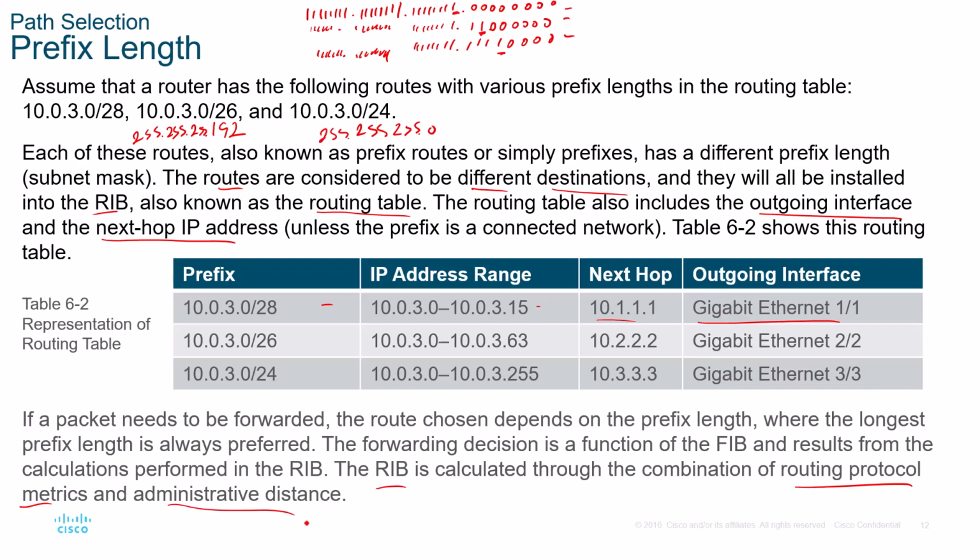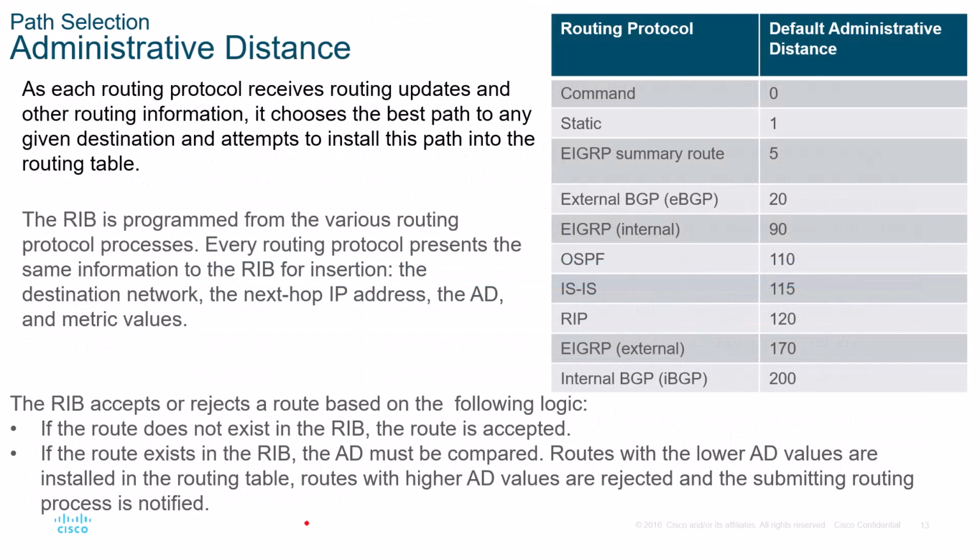So we keep saying things like AD, but what exactly is that? We said it was trustworthiness. But there are actual values associated with this. If it is a static route, it's assumed to be highly trusted. If it's a summary route, it's given a trust value of 5. If it's EGP, external, trust value of 20.